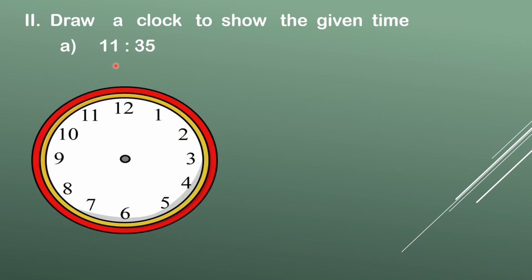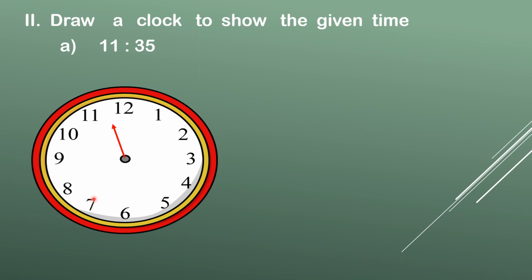So 11. I remember always begin with the hour hand. It's 11. So the hour hand should be between 11 and 12. So let's see here. I put the hour hand. Now the minute hand shows 35. Remember your tables. 5 ones are 5, 5 twos are 10, 5 threes are 15, 5 fours are 20, 5 fives are 25, 5 sixes are 30, 5 sevens are 35 here. I repeat, 5 sevens are 35.